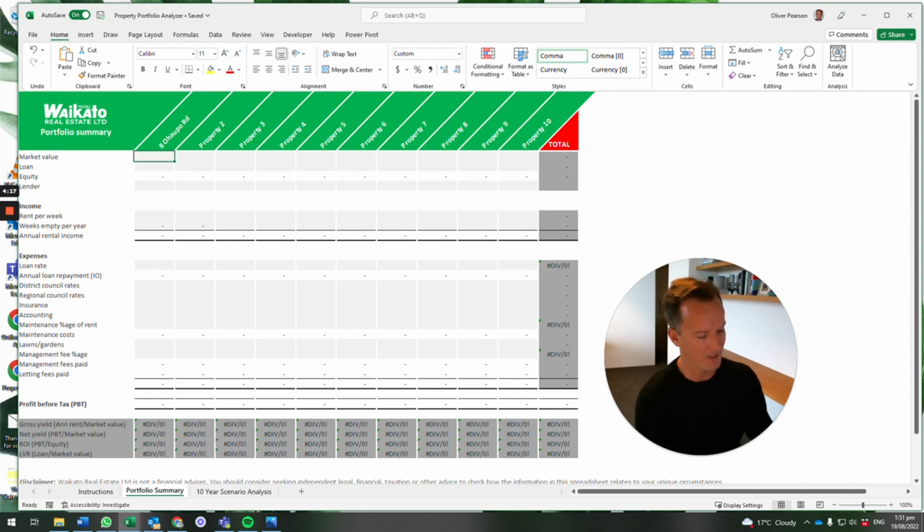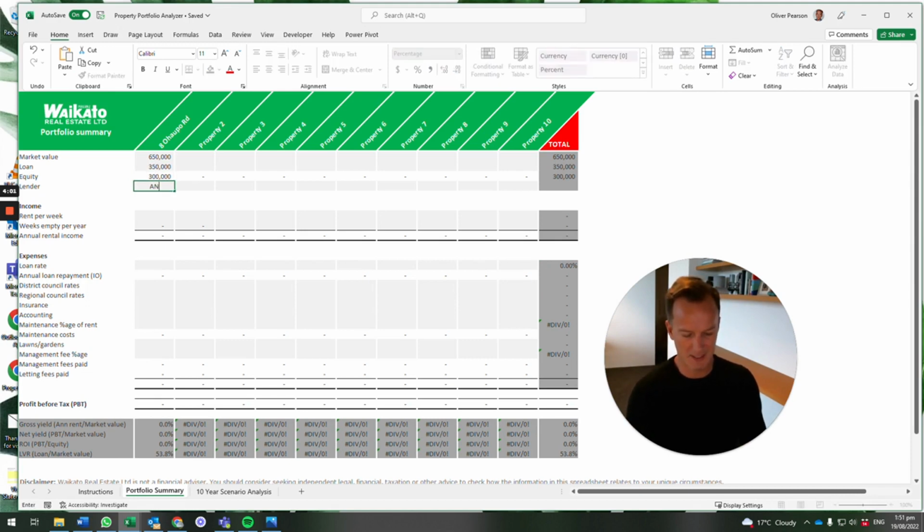Market value we've got for that is $650,000. The loan on that is $350,000. This was bought a few years ago. You can see the equity there is therefore $300K. I'm just going to fill out who our lender was.